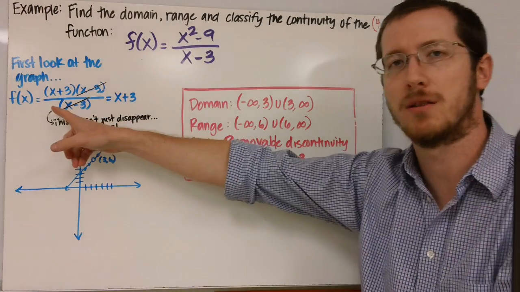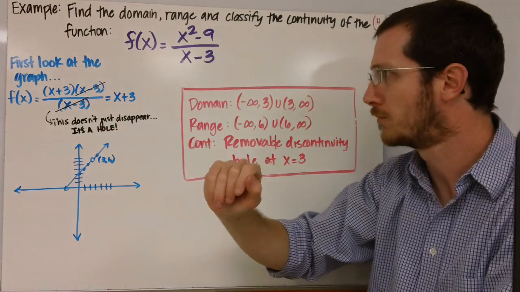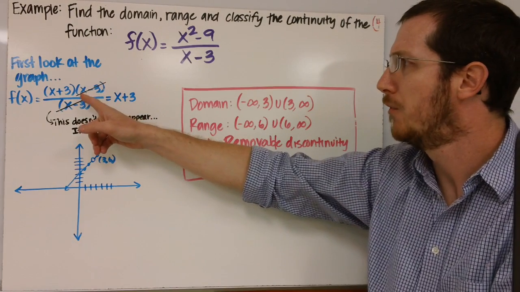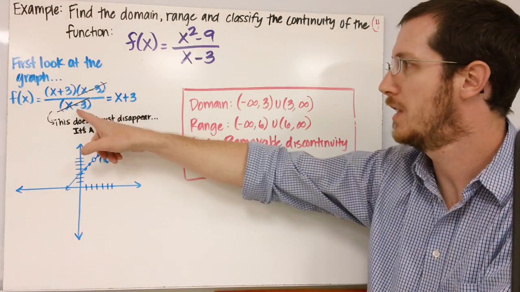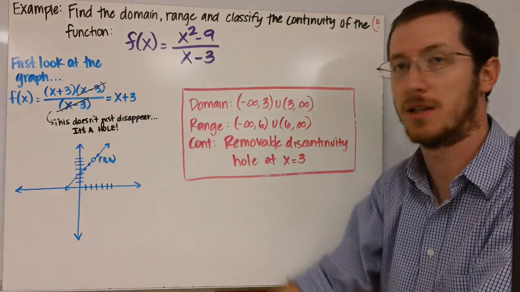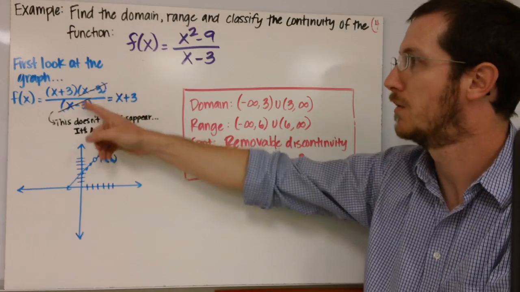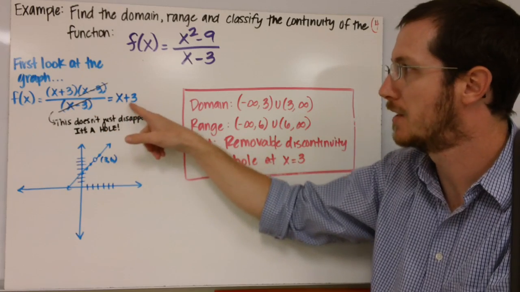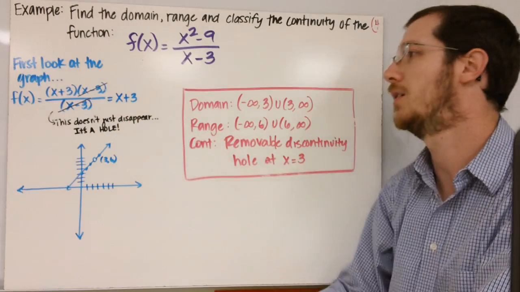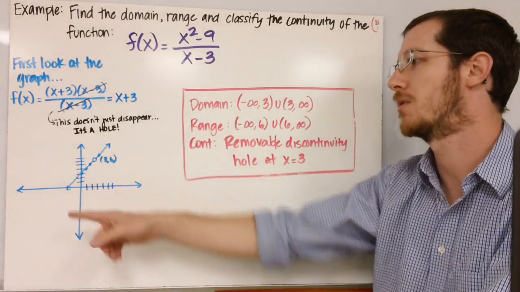So if we go back to our function, and factor the top and the bottom, whatever we can, then we'll see in this case that we've got a common factor on the top and the bottom that will cancel out, that will simplify, so that leaves us with what looks like a linear function. That's why our graph looks like a line.